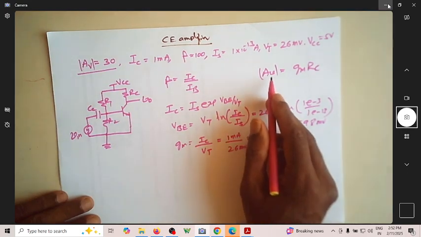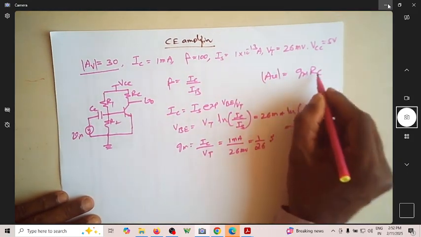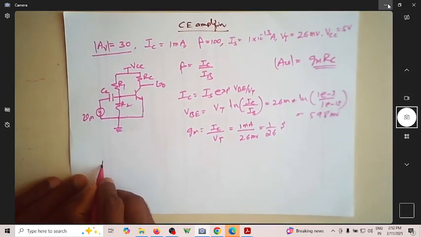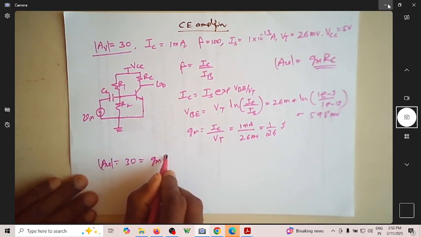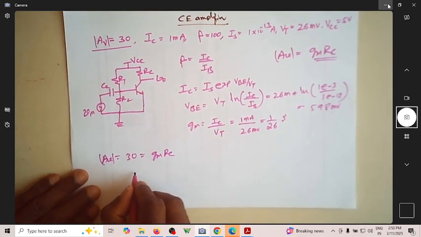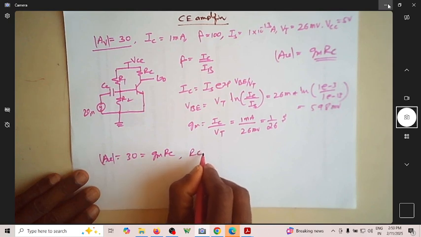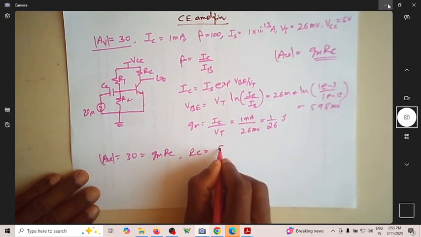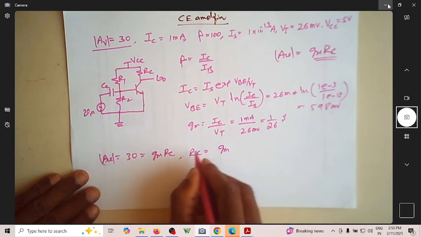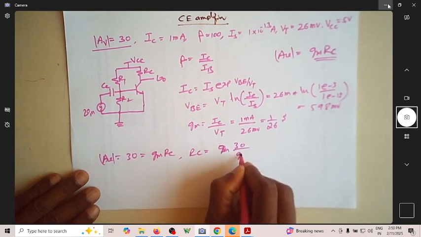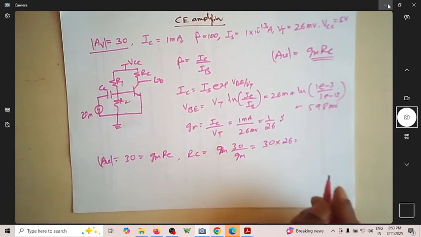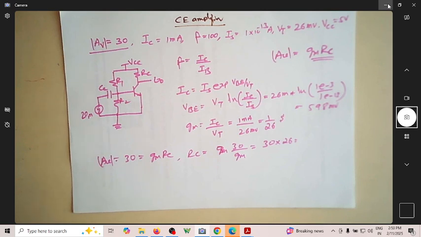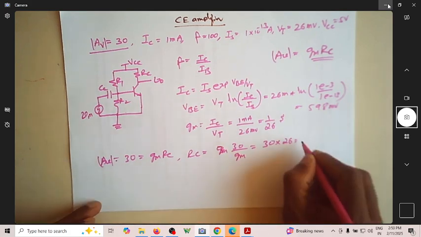Since you know GM, using this equation I can find the value of RC. So magnitude of AV is 30, which is equal to GM into RC. So RC is equal to 30 by GM, which happens to be 30 into 26, which is 780 ohms.